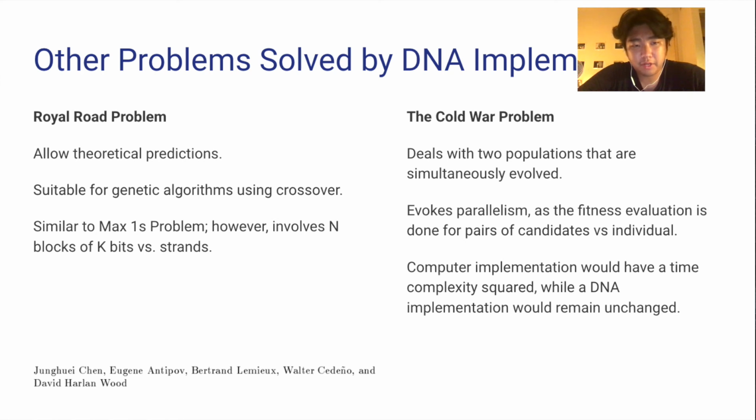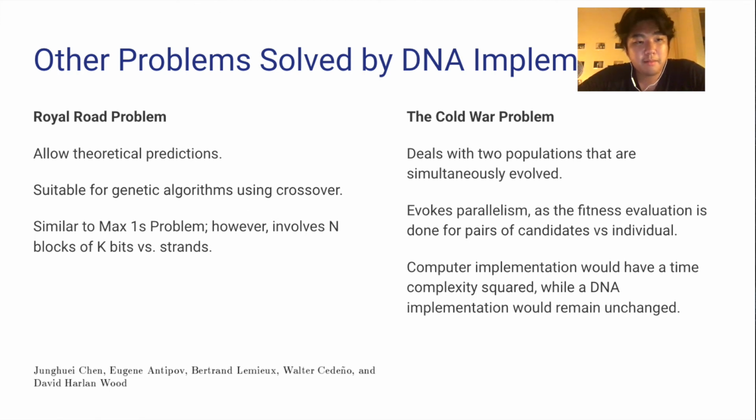There are also 2 different problems that could be solved. They're similar but have a few differences from the Max 1 ones. The first one is the Royal Road problem. One of the interesting aspects of these types of problems is that they allow theoretical predictions. This basically means that we can set up a problem and see if we can find a solution, because the solution is predefined. When we describe the target strand, we already predefined a solution, which makes it a theoretical prediction.